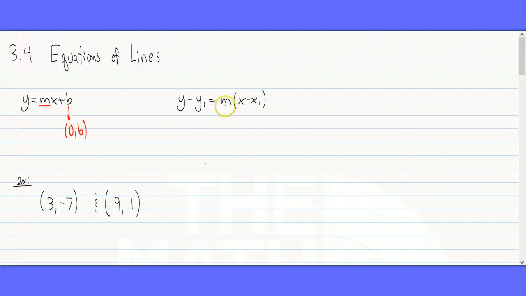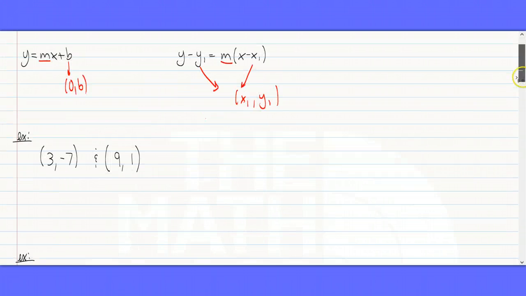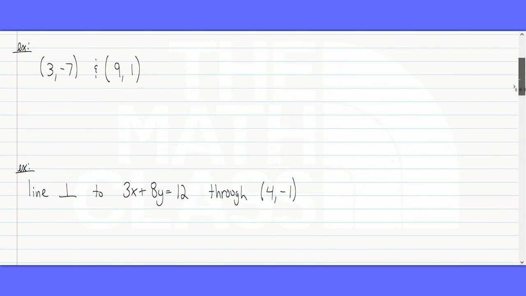The other equation we're going to use primarily is point-slope form, where the slope of the line is m and it passes through the point (x1, y1). So this is actually a point that's on the line. Our goal here is to find the equation of the line that goes through those 2 points.